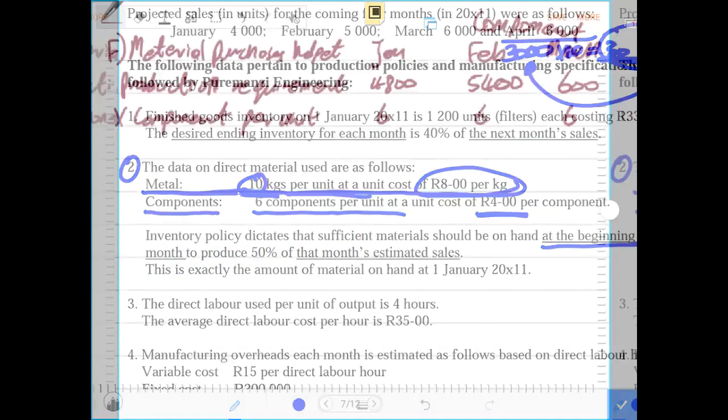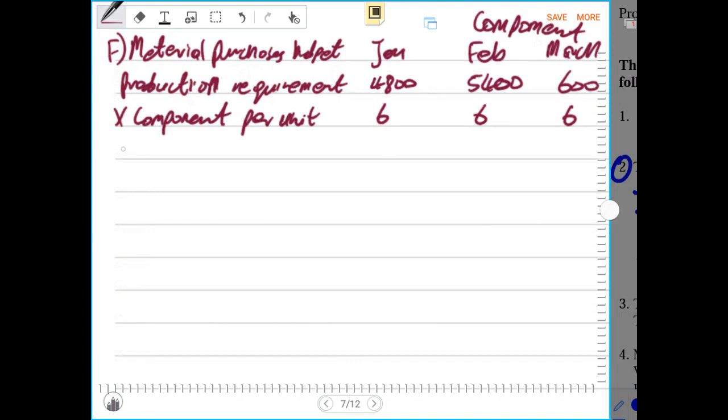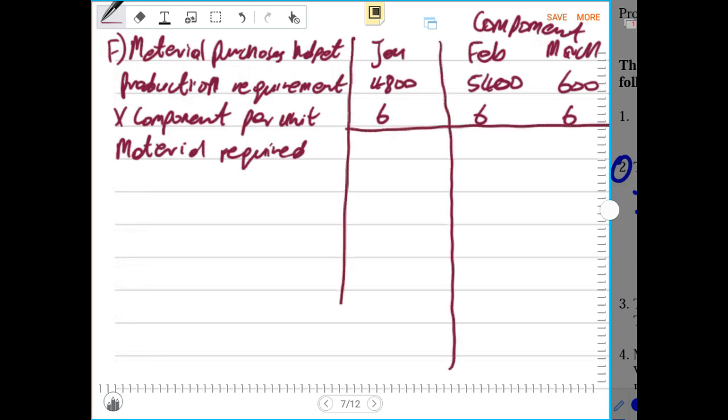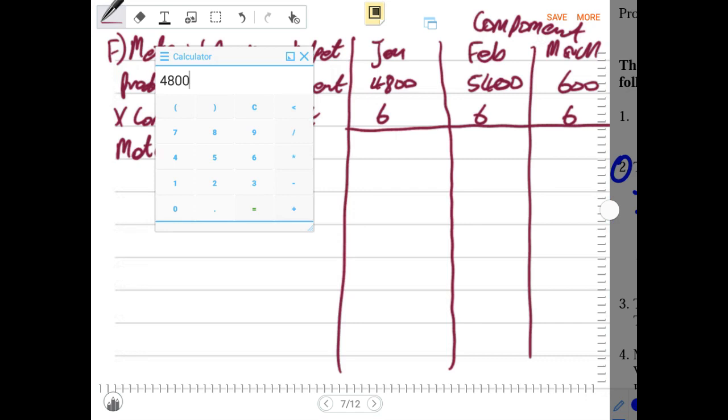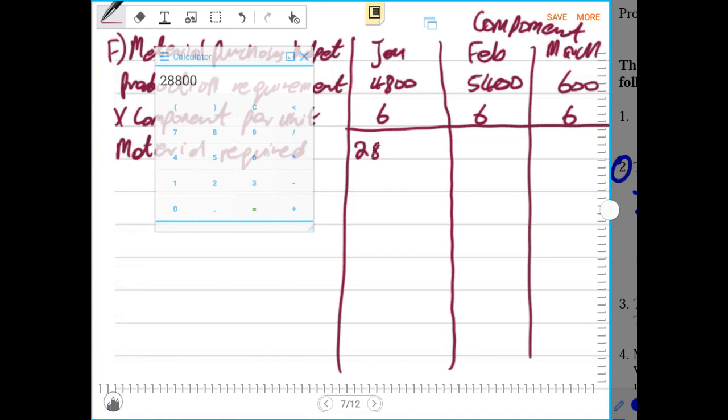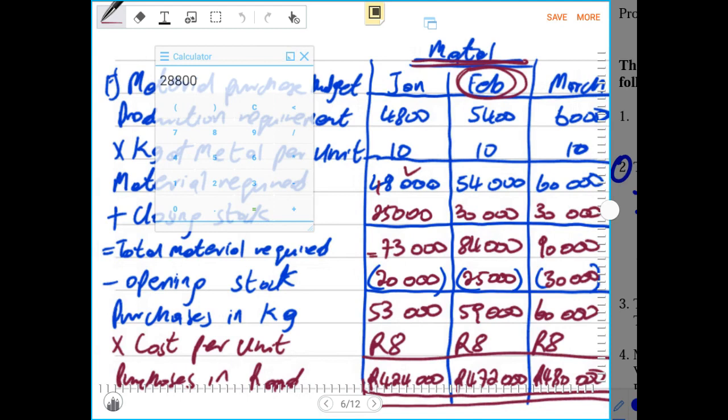So now we multiply by the components per unit, and that will give us material required, where we multiply by the component per unit. Then we say 4,800 times 6. It will give us 28,800. Let me just check something. Okay, that will be 28,800. That is right. I just wanted to confirm that I did not say 48,000.